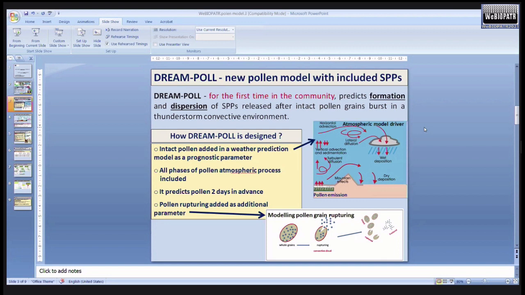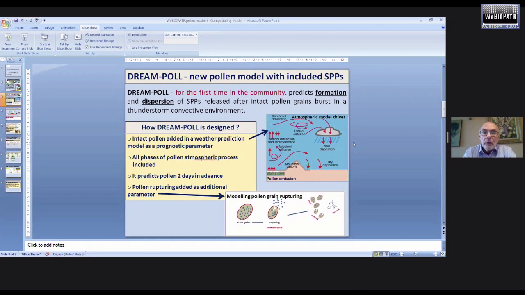On the right, you can see the general scheme of how any aerosol enters the atmosphere. There is emission at the first stage, vertical motions, horizontal transport on a longer range, and finally wet and dry deposition. In our case, one of the new prognostic equations is pollen concentration, whole grains. In addition, as I said, we also added SPPs as a prognostic parameter. The model itself is designed for forecasting purposes. It predicts pollen or any other aerosol 2 or 3 days in advance.